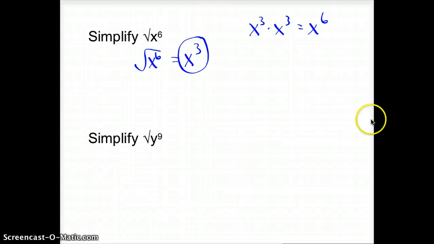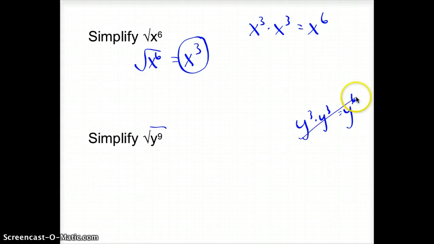But if we don't have that being a perfect square in there, so here we have square root of y to the 9th. If I tried something like, well, y to the 3rd times y to the 3rd, that equals y to the 6th, not y to the 9th. So we're going to have to do a little bit more work here. When we're looking at y to the 9th, we need to see the biggest perfect square that goes into it. Okay? Now I hope that you know that y to the 9th, that would be the same thing as y to the 8th times y. Okay? And the good thing about that is y to the 8th is a perfect square.